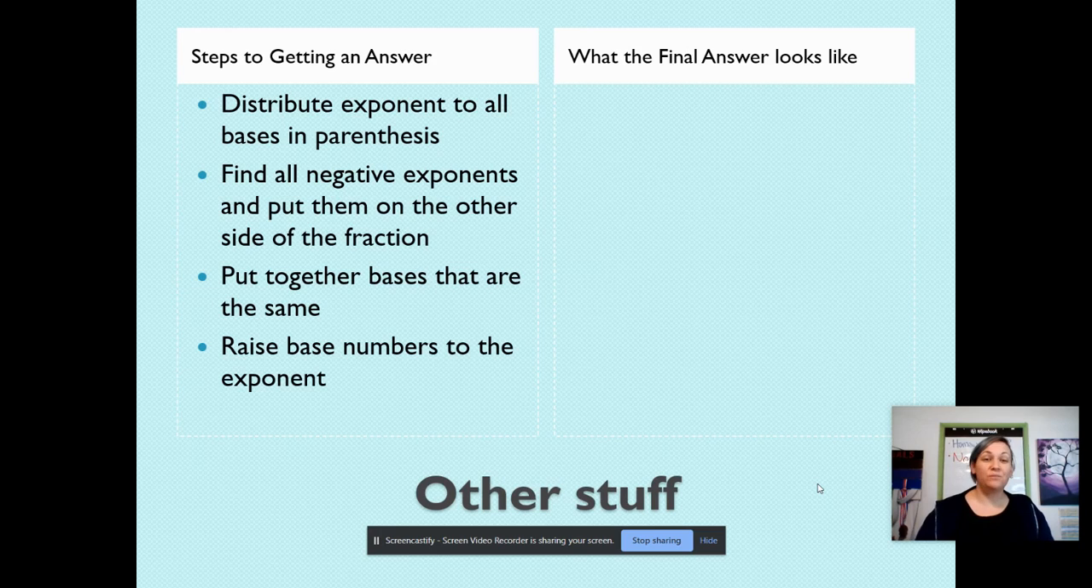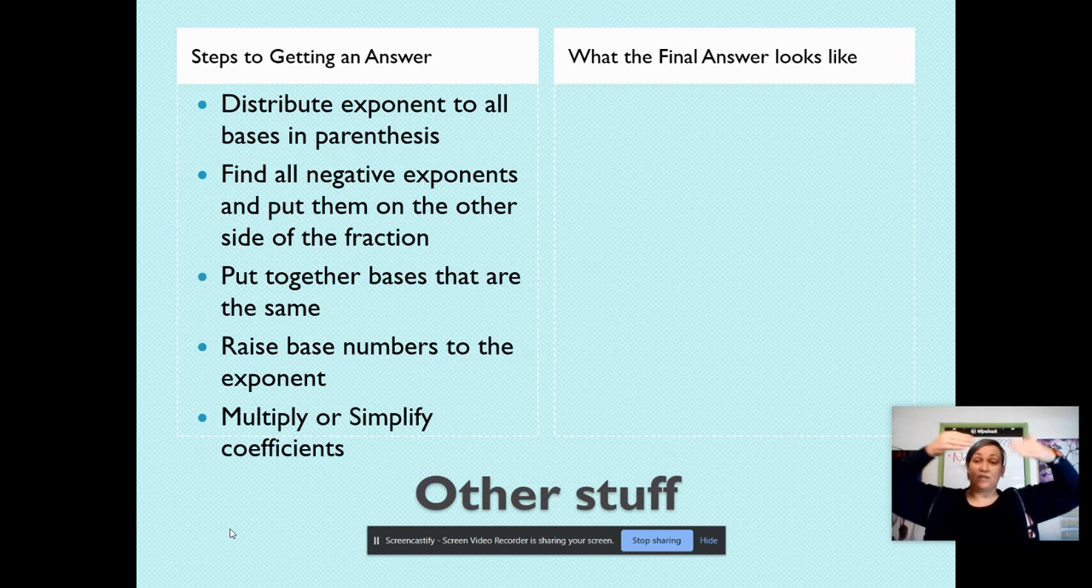If you have multiple coefficients, so multiple large numbers, after you've raised them to the power, so after there are no more exponents on your base coefficients, then you can combine them together. So this is the same as with your variables. If they're on the same side of the fraction, you multiply them together. And if they're on different sides of the fraction, then you simplify the fraction. So find a number that they're both divisible by. These are the order that you should do the rules in.